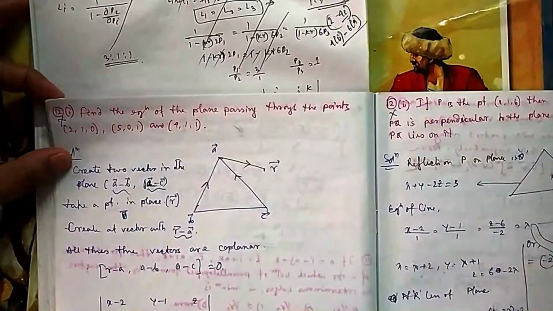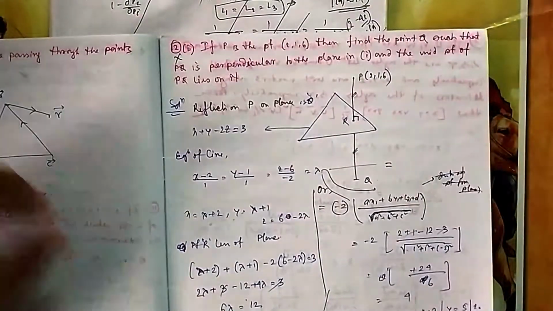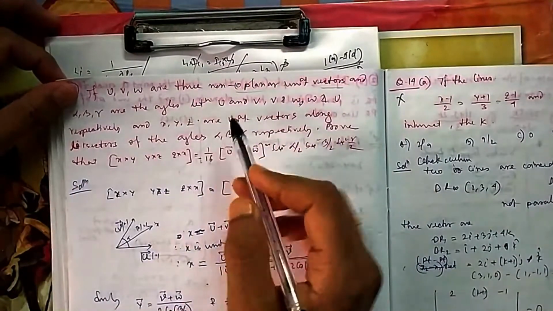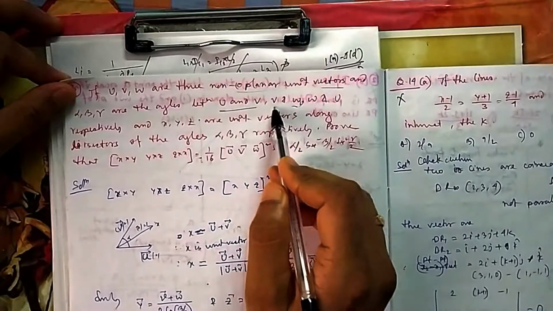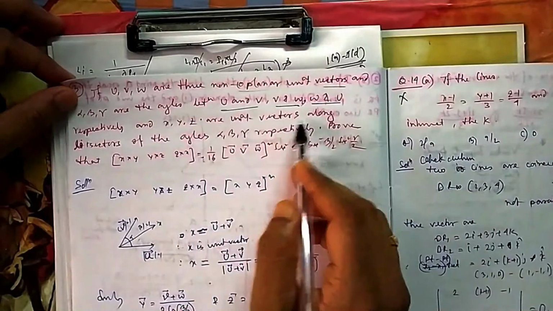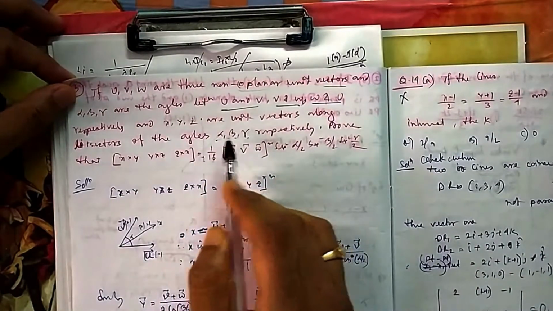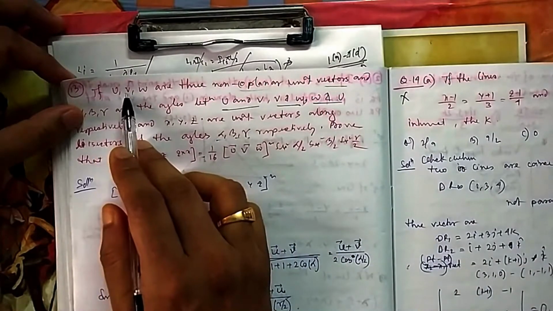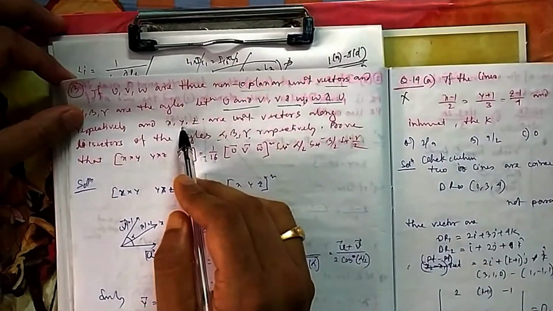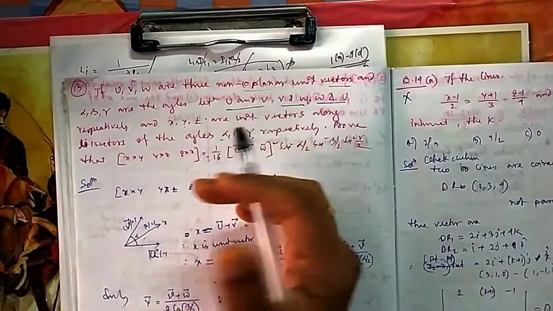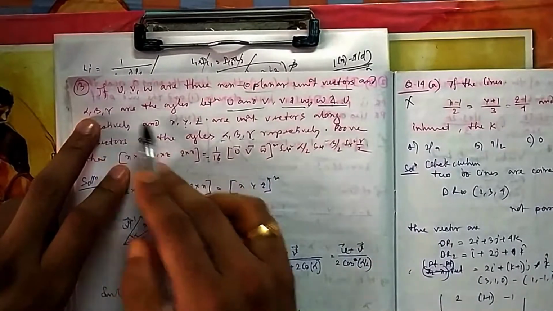Again, 12.1 requires the concept of 3D geometry. 12.2 is also requiring 3D geometry. If U, V, W are three non-coplanar vectors and alpha, beta, gamma are the angles between U and V, V and W, W and U respectively, and x, y, z are the unit vectors along the bisectors of alpha, beta, gamma. So alpha is the angle between these two. So the bisector of alpha means it is the angle bisector of U and V, x, and they have twisted it just. They have given it in a different way.